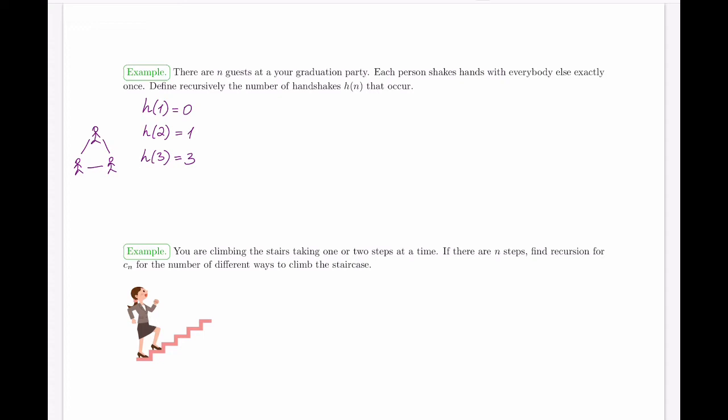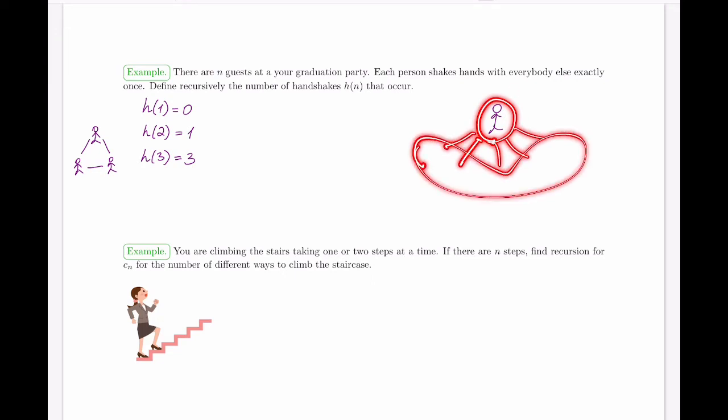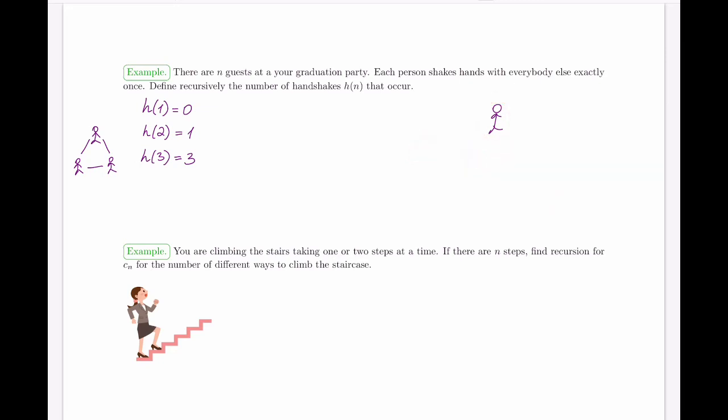If I have a number of guests at the party, let's think about one person and everybody else around them. The recursion is going to have to take us at least one step back. So it's a good idea to isolate one of the elements and then think about how that element interacts with all the other elements. That reduces the number of people from n to n minus 1 in this case. And building on the previous numbers is exactly what the recursion is about.